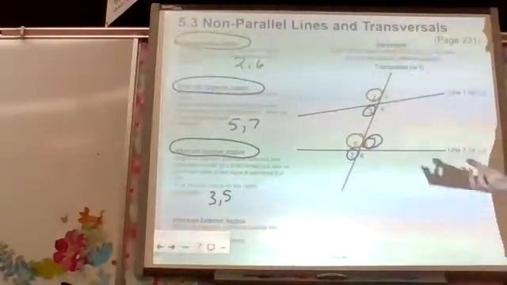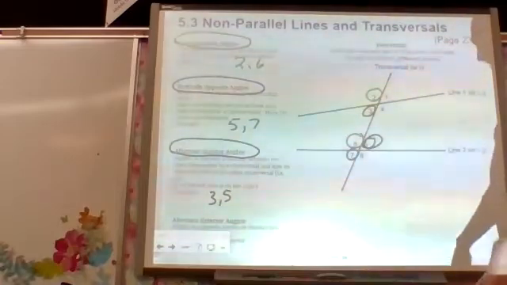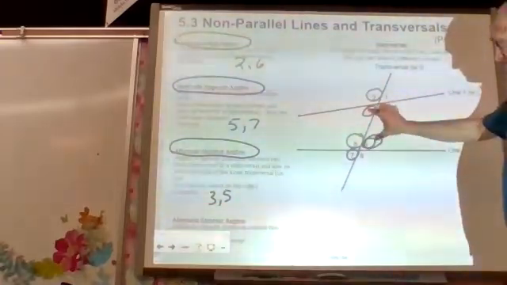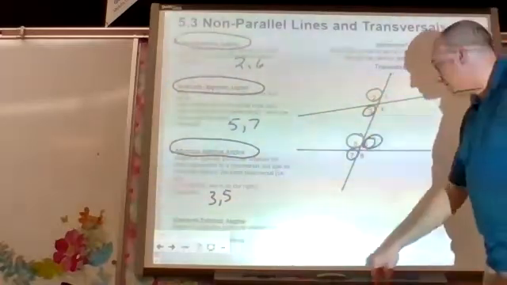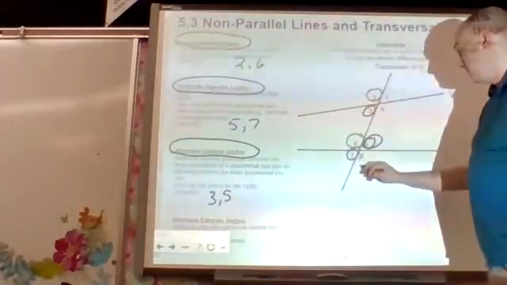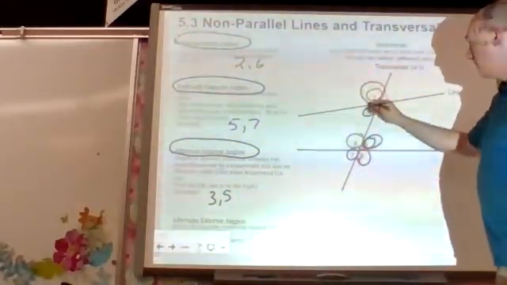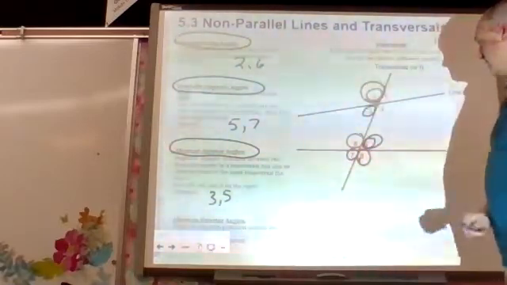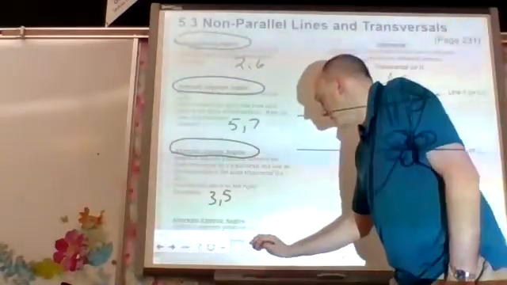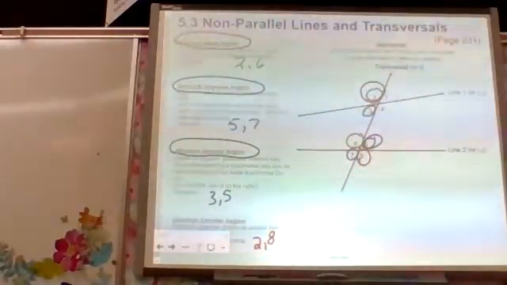And the last thing we're going to look at is alternate exterior angles. If alternate interior ones are the ones that are in between these two lines, alternating sides, then alternate exterior are going to be the ones that are outside those two lines. One's on this side of the transversal, one's on this side of the transversal. So 2 and 8 are two examples of alternate exterior angles.